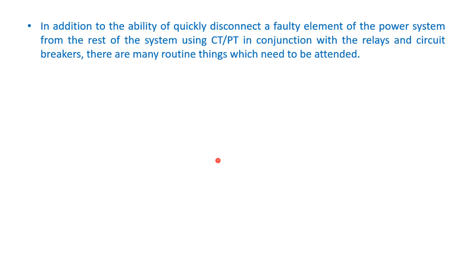Let us move forward. How did the numerical relay come into the picture, how did it evolve? In addition to the ability to quickly disconnect a faulty element of our system from the rest of the system using CT and PT in conjunction with the relays and circuit breakers, there are many routine things which need to be attended to. So we are not only worried about isolating the faulty part.